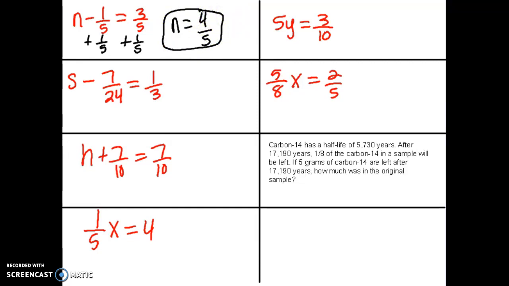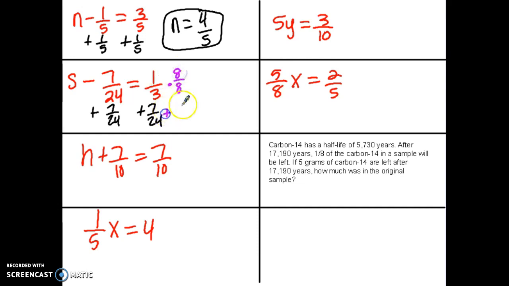s minus 7 over 24 equals 1/3. My variable is s. I'm subtracting, so the inverse of subtracting is to add. I'm going to add 7 over 24 to both sides. My denominators are 3 and 24. I do not have the same denominator, so I have to multiply 1/3. My common denominator is going to be 24. So I have to think, what do I multiply 3 by in order to make my denominator 24? Well, I have to multiply it by 8. In order for this to still be an equivalent fraction, what I do on the bottom, I have to do on the top.